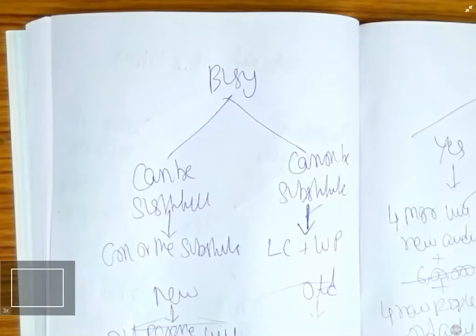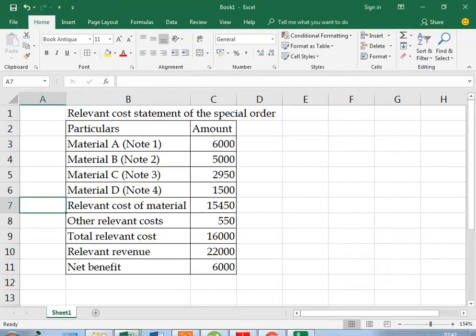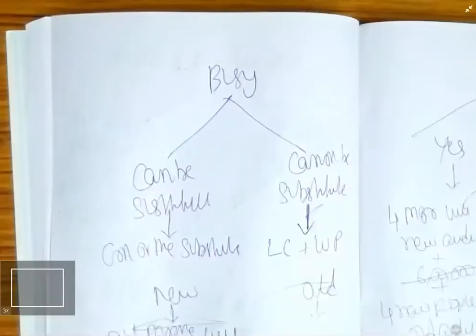Why don't you consider the contribution for the new audit? What we are going to do is, I'll prepare a statement like this: material A, material B, material C, material D, labor 1, labor 2, labor 3, labor 4. I'll add all of that and finally compare with the revenue of the new audit. So that's where the contribution of the new audit comes in. Clear? Any doubts in this?